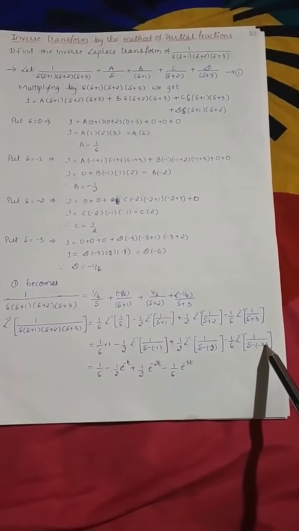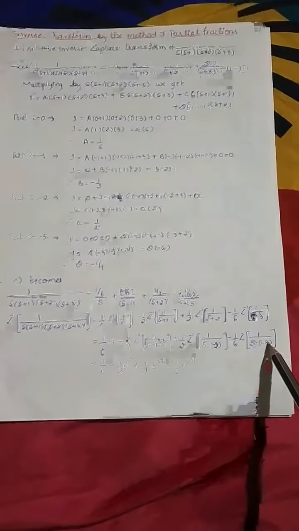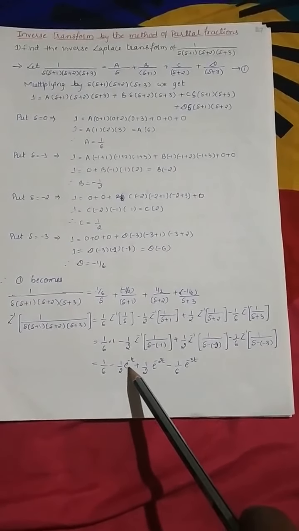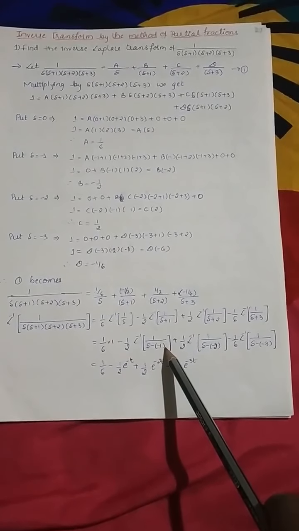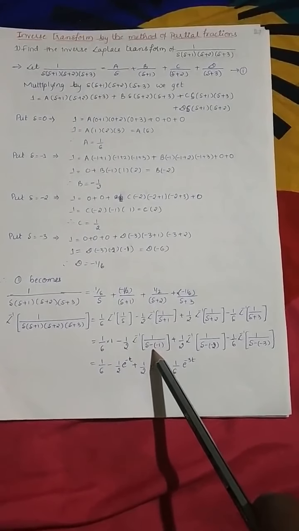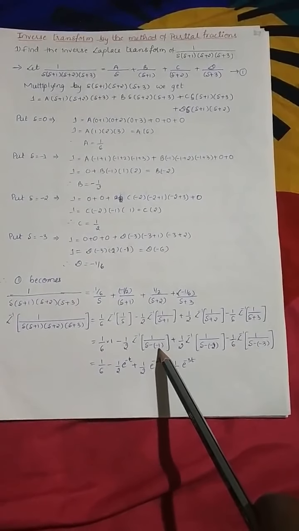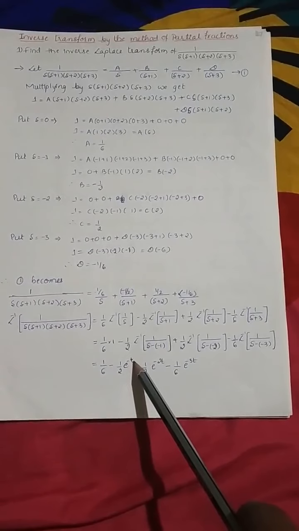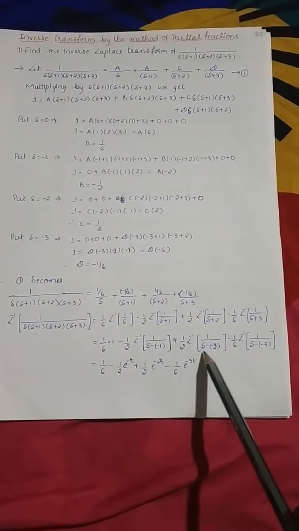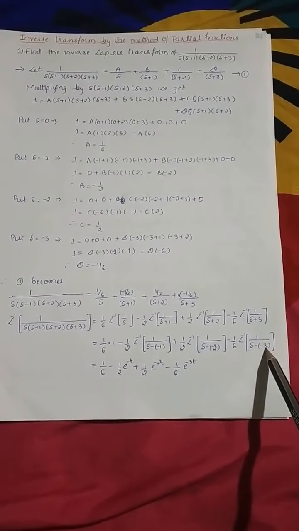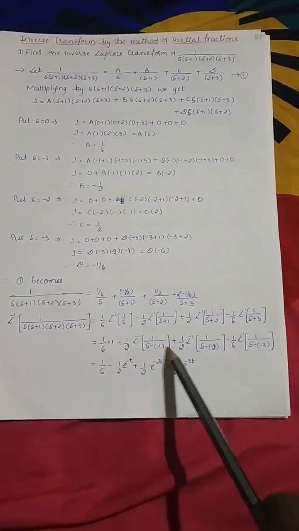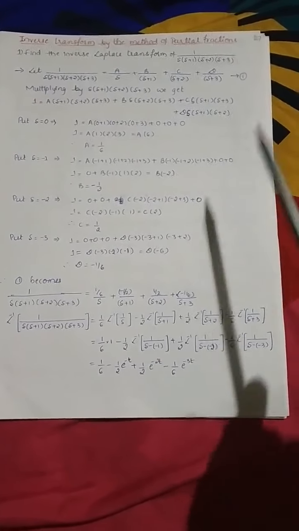To make the terms in the form of 1 upon s minus a. Therefore, this is 1 by 6 minus 1 by 2 into e raised to minus t. That is, the inverse Laplace of 1 upon s minus a is e raised to at. Here a is minus 1, therefore it is 1 by 2 into e raised to minus t, plus 1 by 2 into e raised to minus 2t. Here a is minus 2, here a is minus 3. Therefore it is minus 1 by 6 into e raised to minus 3t. This is the required result for this one.